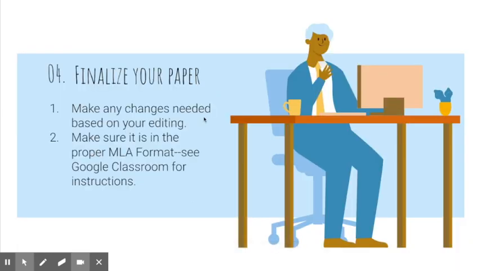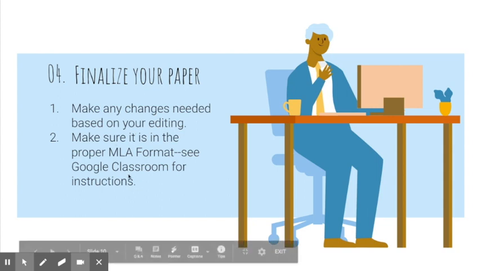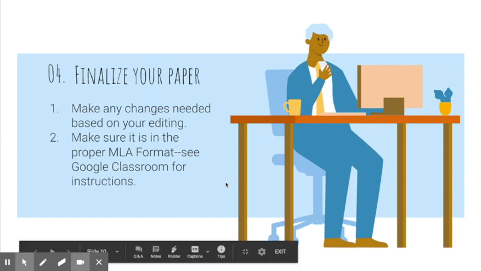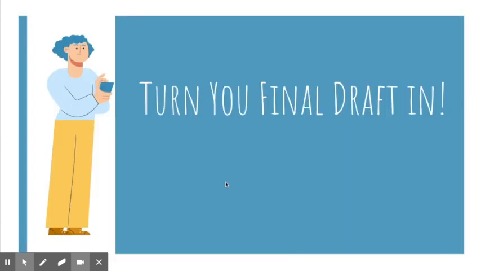Once you've done all of your editing, then you're going to finalize your paper. So you make any changes needed based on your editing. Make sure, double check that proper MLA format. You can look back at that Google Classroom video. And then finally, turn it in, and you are all done.